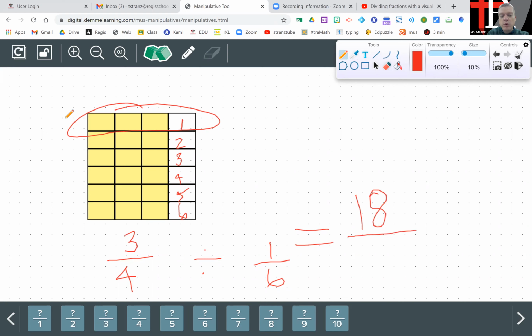Okay, but I divided that among 1/6. So I'm only counting 1 row, which has 1, 2, 3, 4 spaces. So 18/4 is going to be my answer.